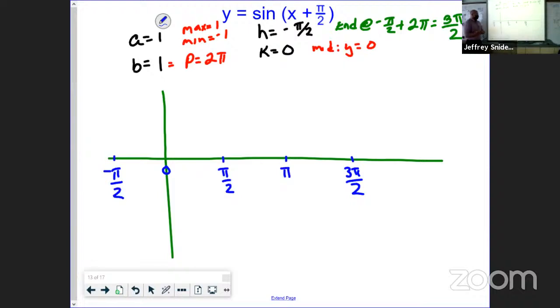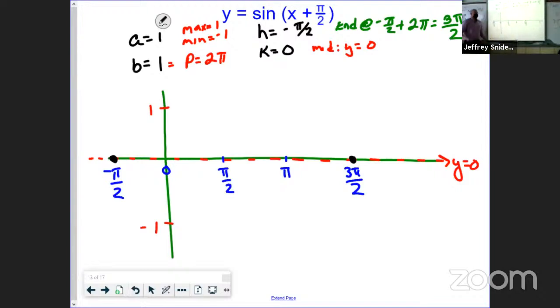Let's do a little graphing here. Here we go. Midline, y equals 0. Okay, we know that we need a max of 1, so I'm going to put 1 here, and then I'm going to go down to -1 here. Love that. It's a sine. Sine always starts on the midline. So it's going to start right here. And the sine curve ends on the midline. So it's going to end right here.